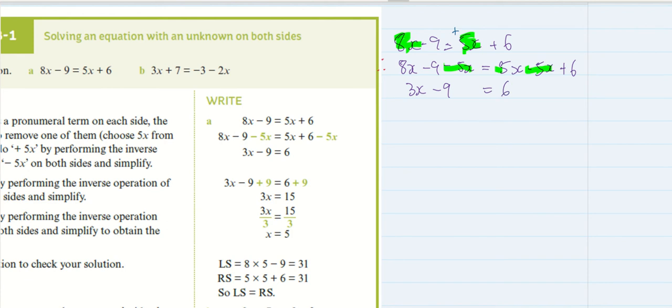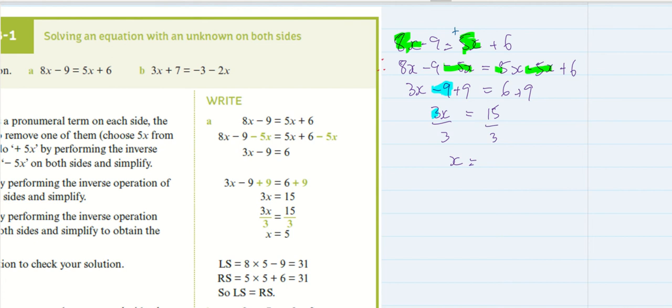So what do I need to think about now? It's this minus 9. The opposite, or inverse, is plus 9. So 3x equals 6 plus 9, which has got to be 15. Now I try to get rid of the 3. I do that by doing the opposite of times 3, which is divided by 3.